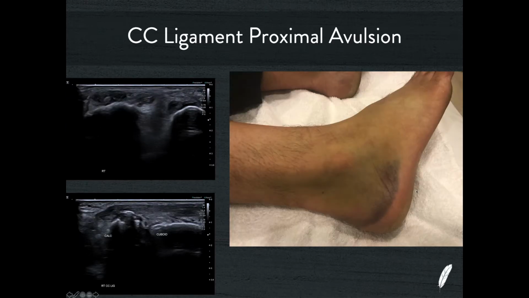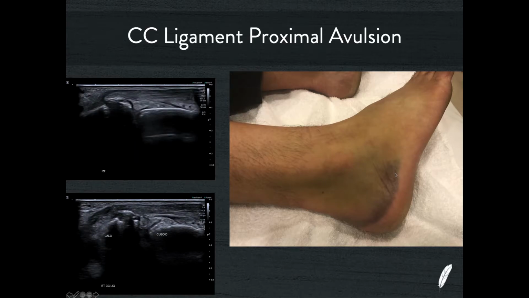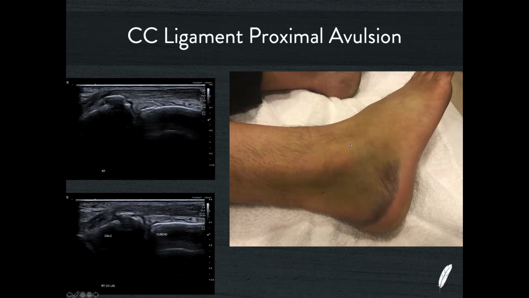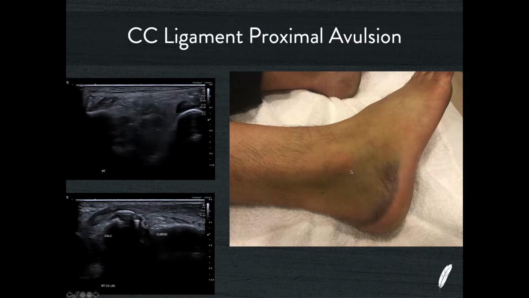So this is what my patient presents with. They present with a bruised, swollen ankle, and it's this bruise pattern that's quite typical. And when I assess the anterior talofibular ligament, which is here, and the calcaneofibular ligament, I may or may not find any injury.